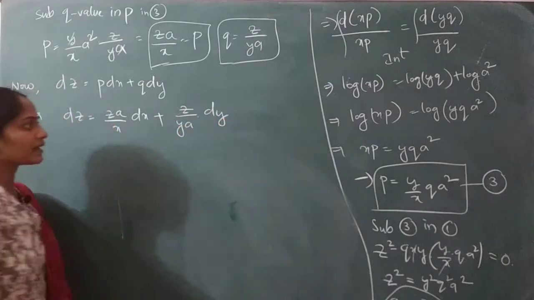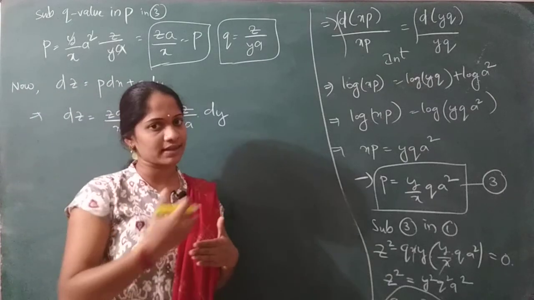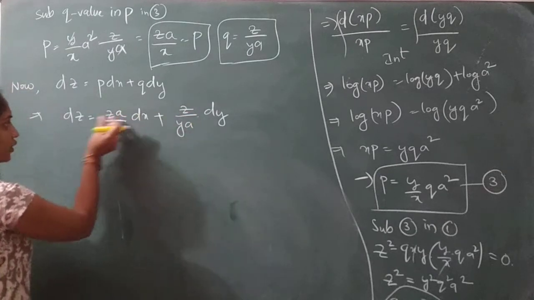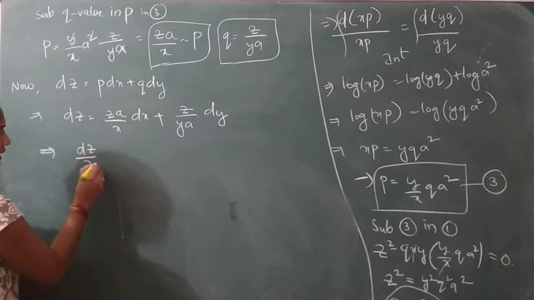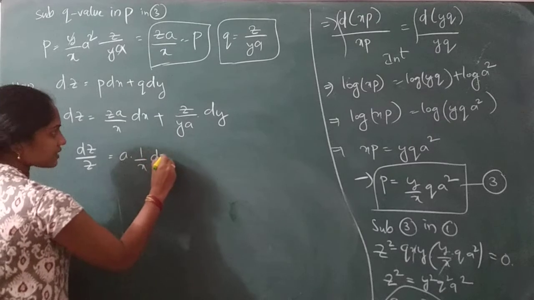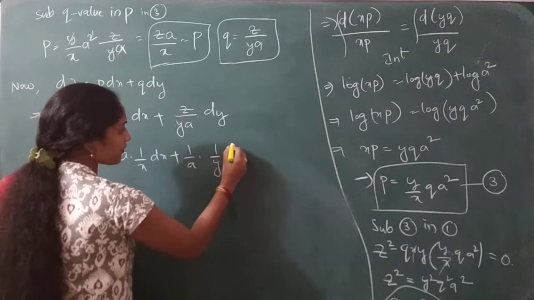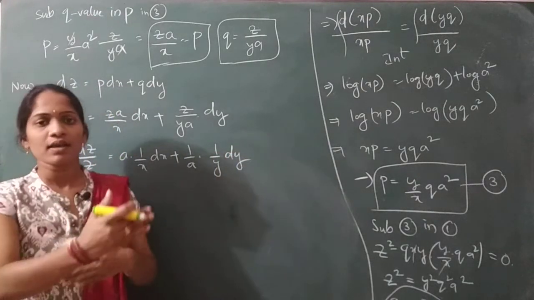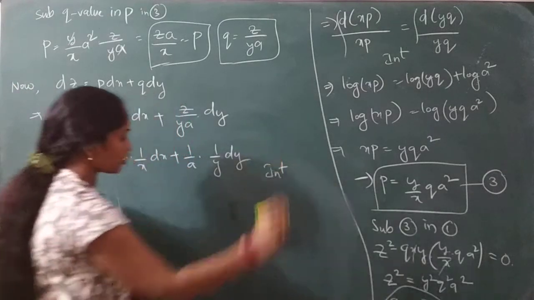So when we want to integrate, first what do you have to do? We have to separate the variables, that is x, y, z. Here z is the common term. If you take z to the LHS, dz by z, right? As a is a constant, a into 1 by x dx, and 1 by a into 1 by y into dy. Now let's see, are all our variables separable? We have separated x, y, z. Now what do you have to do? Apply the integration on both sides.